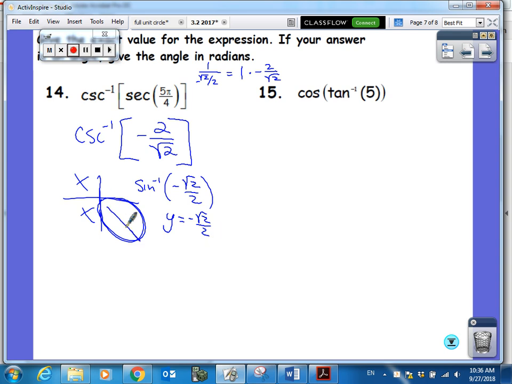So all we do is look in that middle one right there. We cannot go through quadrant 3. So we have to start at 0 and go down and get negative pi over 4.